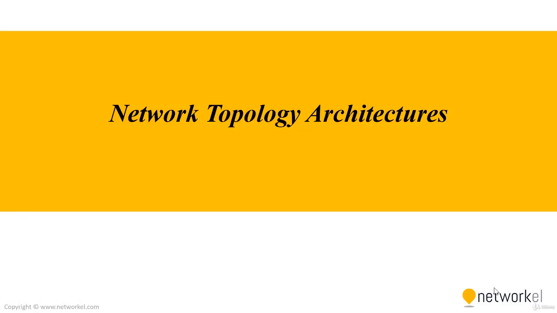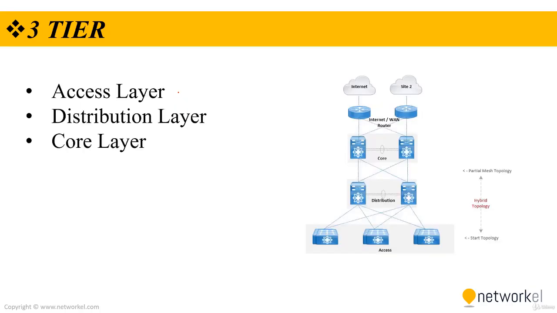In our next section, we will talk about some network topology architectures. The three-tier architecture consists of three different layers: the access layer, distribution layer, and the core layer. The core layer is in charge of fast routing, and it is the layer which is a gateway to the internet or other sites. The core layer also provides scalability and fast convergence.